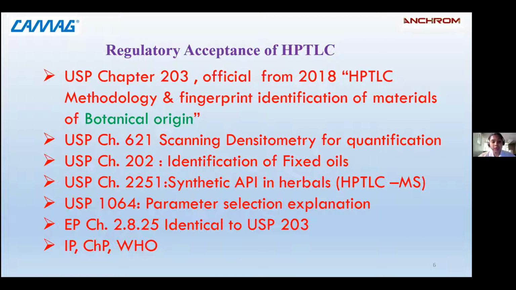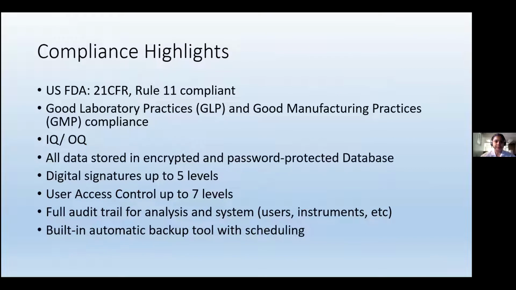Then EP chapter 2.8.25 is very identical to chapter 203. We also have IP, Chinese pharmacopoeia, and WHO chapters coming in the coming year. Then these are the compliance highlights. So these are usually the compliance requirements.